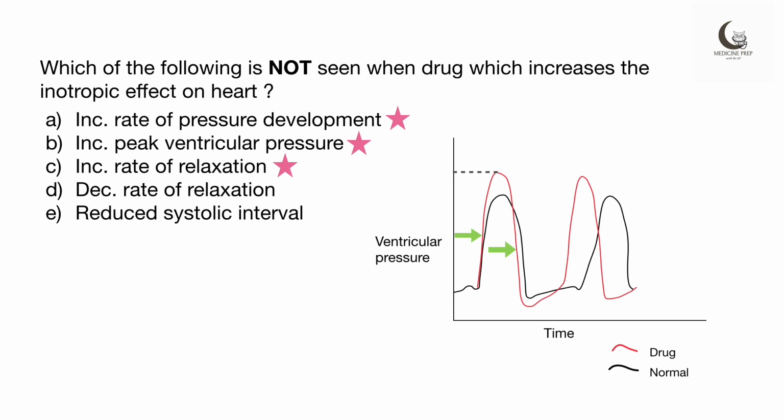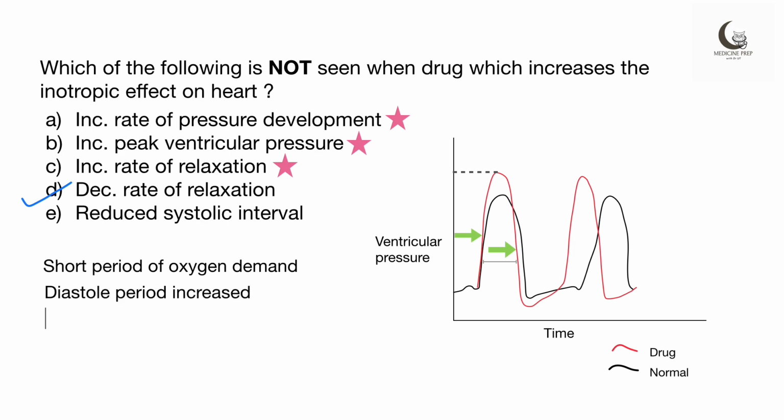And let's look at the systolic interval. Systolic interval, if you mark your systole here, the systolic interval is actually reduced. The implication of this is that the duration of oxygen demand is also reduced. Heart is spending more time in diastole and the coronary flow is maximal. So the contractility is directly related to systolic interval.